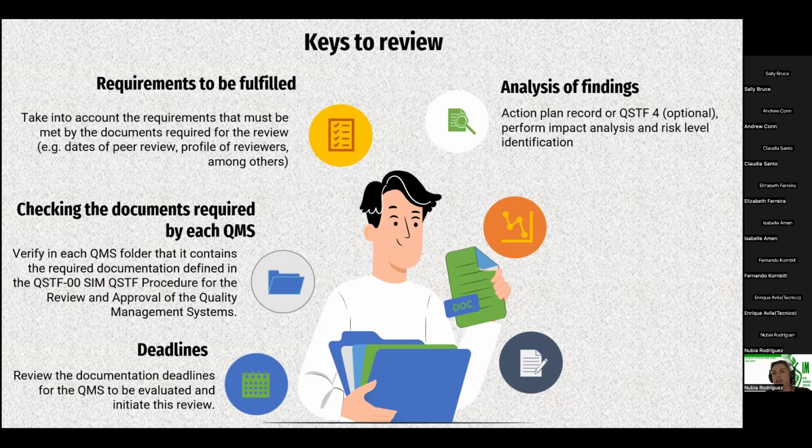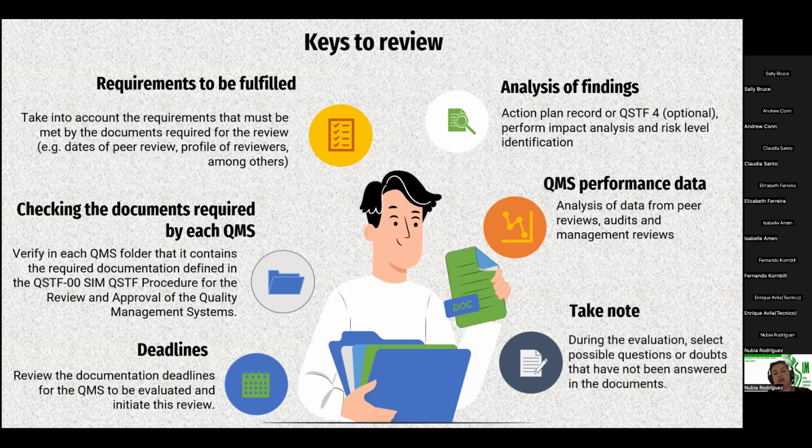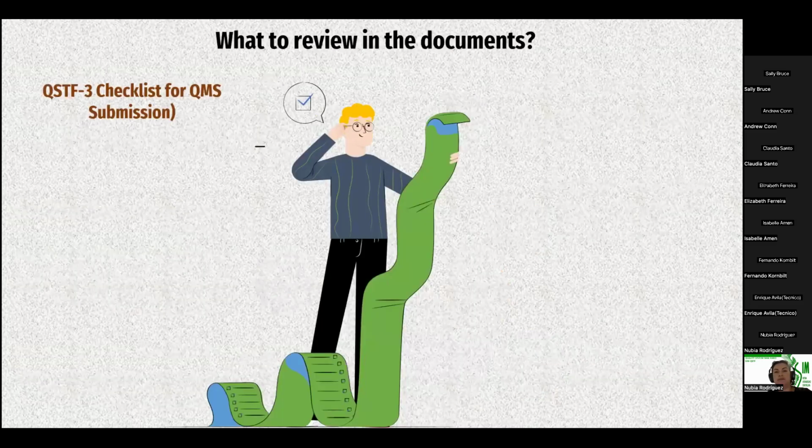Findings analysis to validate improvement plans or QSTF-4, which is also optional, and how to do an impact analysis and risk level identification for CMCs that are being submitted. QMS performance data, analyze data from peer reviews, audits, and internal audits, and any other information within this package. And take note, during the review, you may have certain questions that may arise from the documents that have been reviewed.